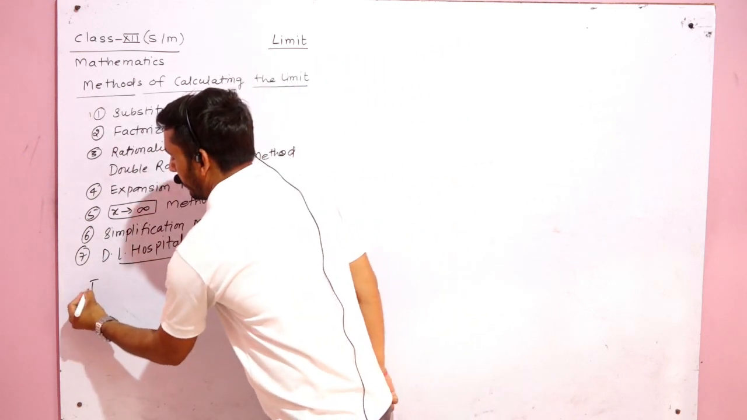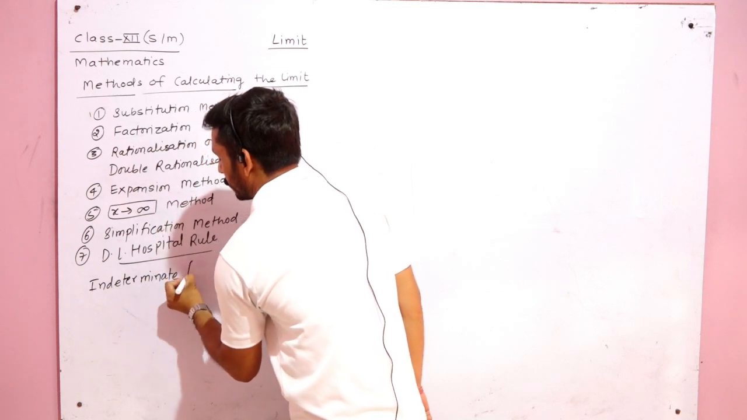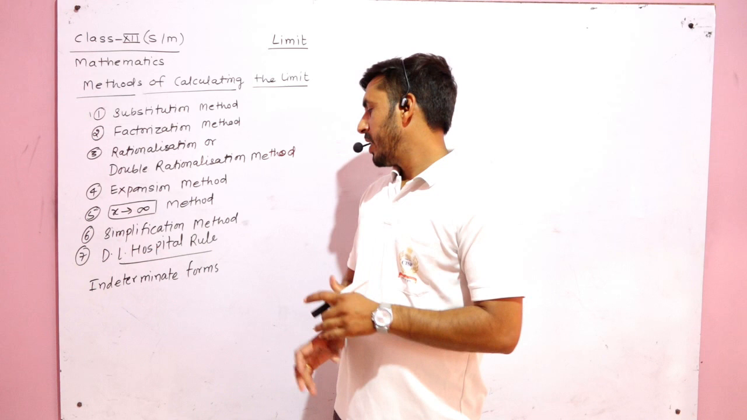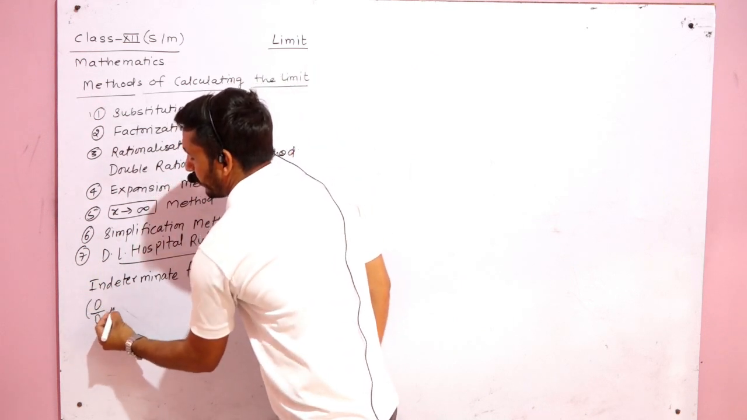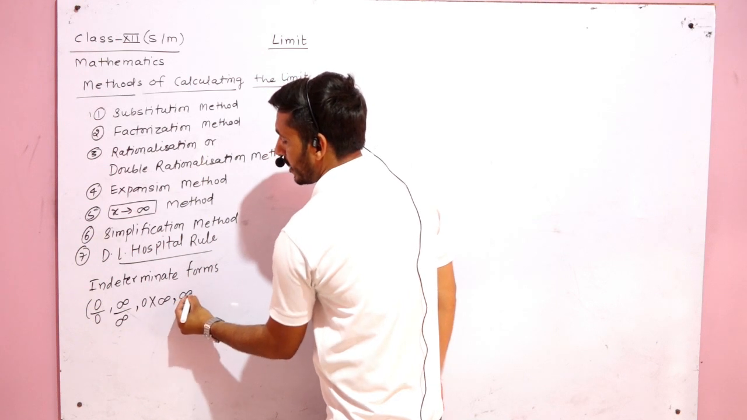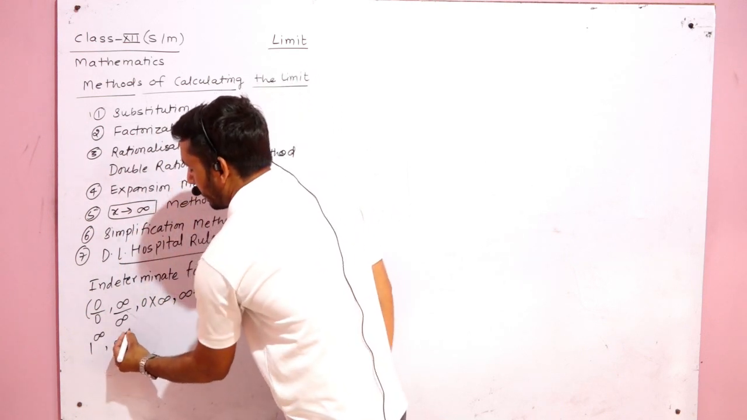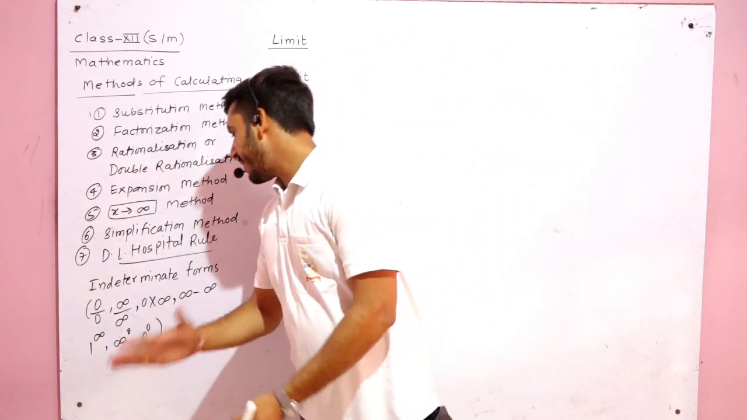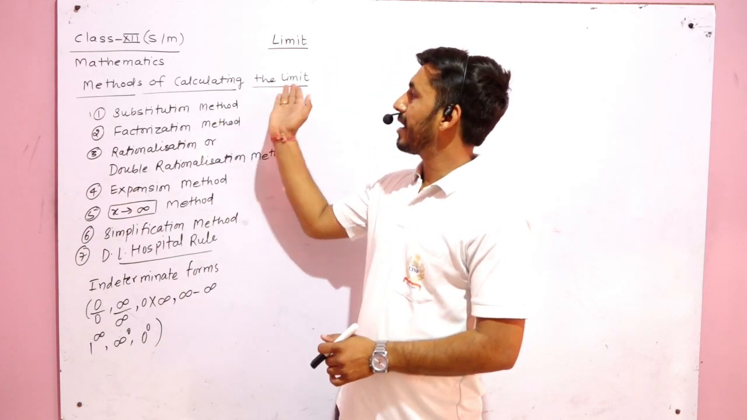Here I am writing indeterminate form. There are total 7 indeterminate forms. All forms you have to remember. First indeterminate form is 0 upon 0. Second one is infinite upon infinite. Third one is 0 into infinite. Fourth one is infinite minus infinite. Fifth one is 1 to power infinite. Sixth one is infinite to power 0, and seventh one is 0 to power 0. These all 7 indeterminate forms are written here. You have to remember all these forms and the methods of calculating the limits.